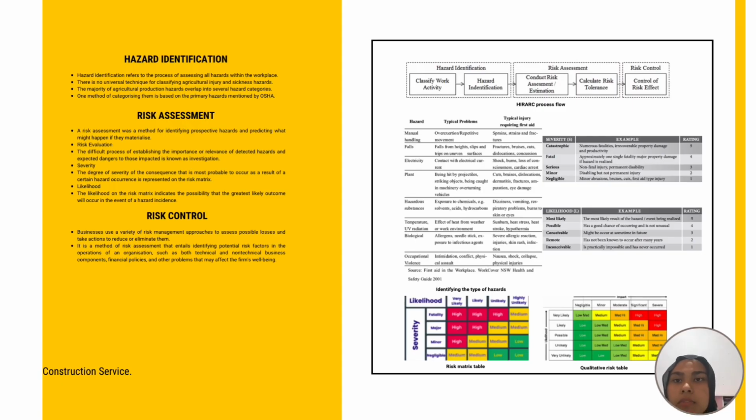Hazard identification refers to the process of assessing all hazards within the workplace. There is no universal technique for classifying agriculture injury and sickness hazards. The majority of agriculture production hazards overlap into several hazard categories. One method of categorizing them is based on the primary hazards mentioned by OSHA.